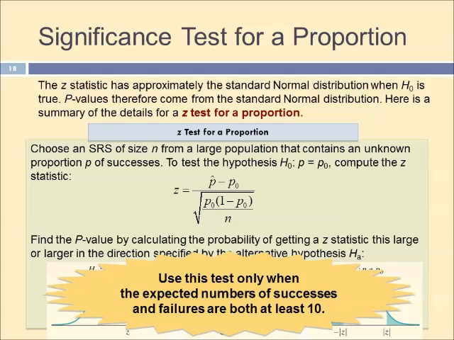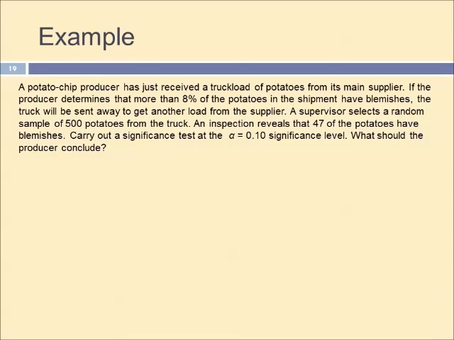Now, as a condition, we can only use this test when the expected numbers of successes and failures are both at least 10. So, for example, a potato chip producer has just received a truckload of potatoes from its main supplier. If the producer determines that more than 8% of the potatoes in the sample have blemishes, the truck will be sent away to get another load from the supplier.